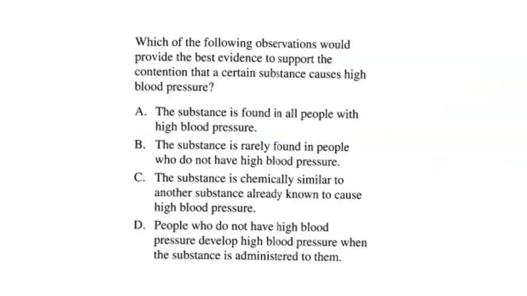Outside of that, okay, which of the following observations would provide the best evidence to support the contention, or again, the theory, the hypothesis, that a certain substance causes high blood pressure? The substance is found in all people with high blood pressure. That's a possibility. It may be there, and it's found in everyone, but it's there with people who have high blood pressure. The substance is rarely found in people who do not have high blood pressure. That could be important too. That could be it. The substance is chemically similar to another substance already known to cause high blood pressure. I don't know that could be.